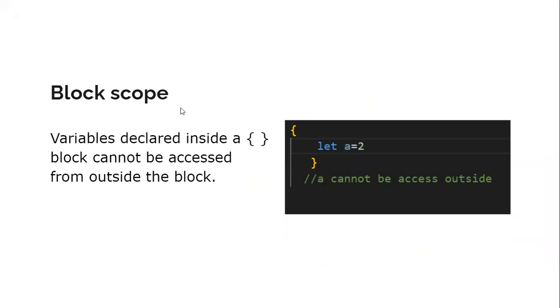So block scope, generally, we see if a variable is inside the curly brackets, this will be known as block scope. So suppose in this example I have declared one variable a and initialized it with 2. So this variable a is in a block scope because it is accessible inside this curly bracket only. This a variable is accessible inside this curly bracket, and outside the curly bracket we do not know what a is, right? So this is the block scope.